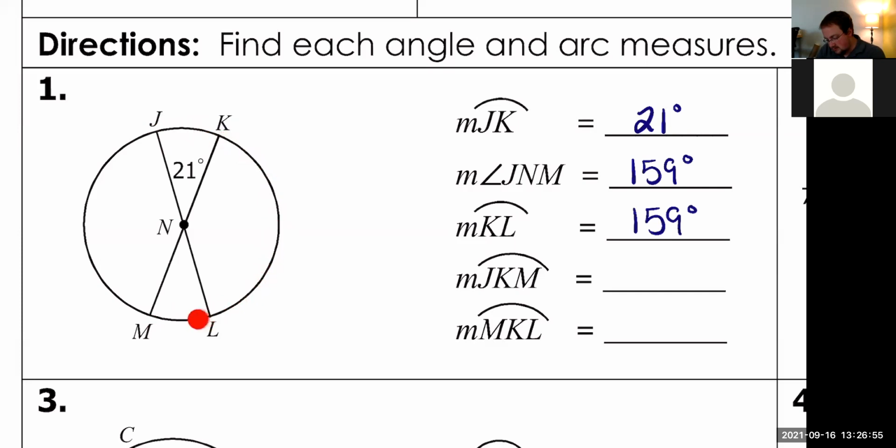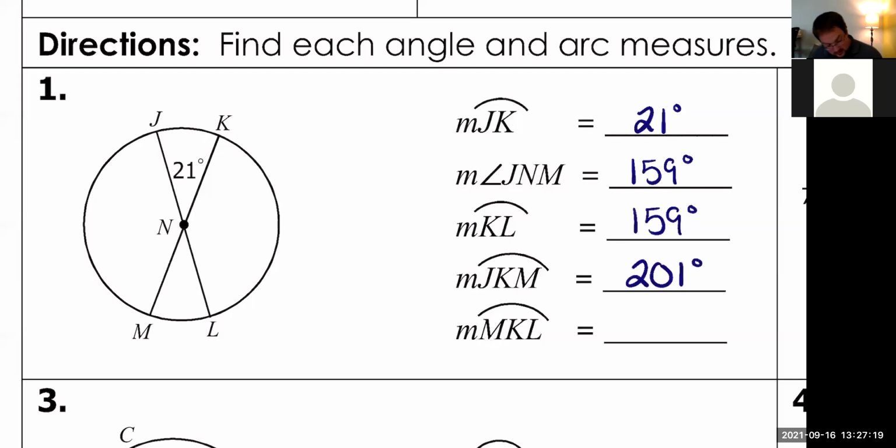Would you minus 159 from 360? Okay, that'd be one way to do it, because if you think about this, the whole circle is 360. JKM is a major arc. We need to remove JM from 360. 201. Taking that 159 out of the equation, we're left with 201 degrees for our major arc.